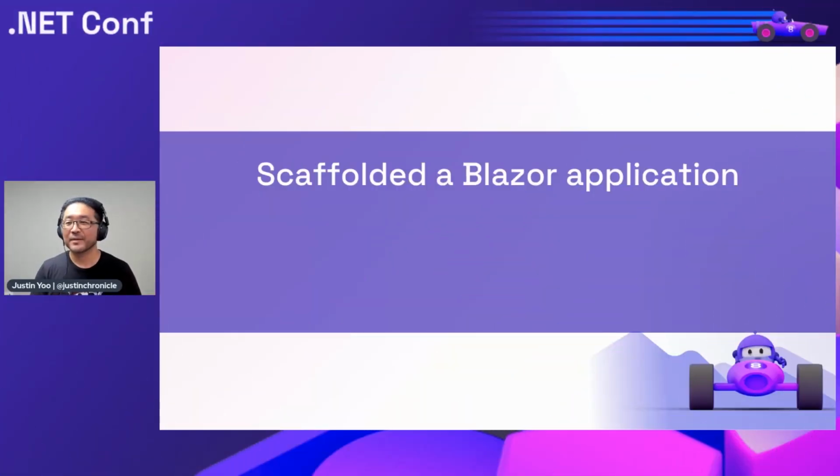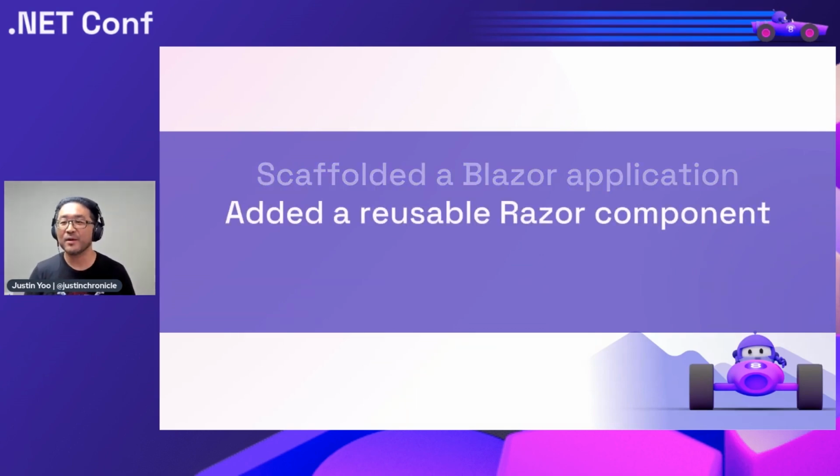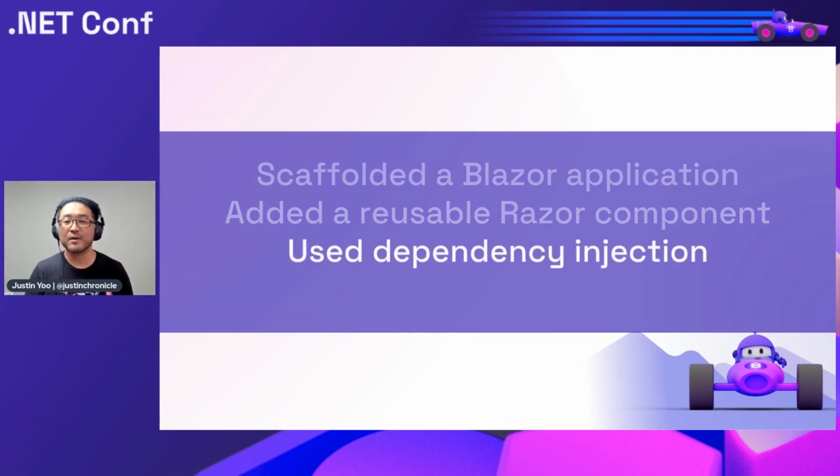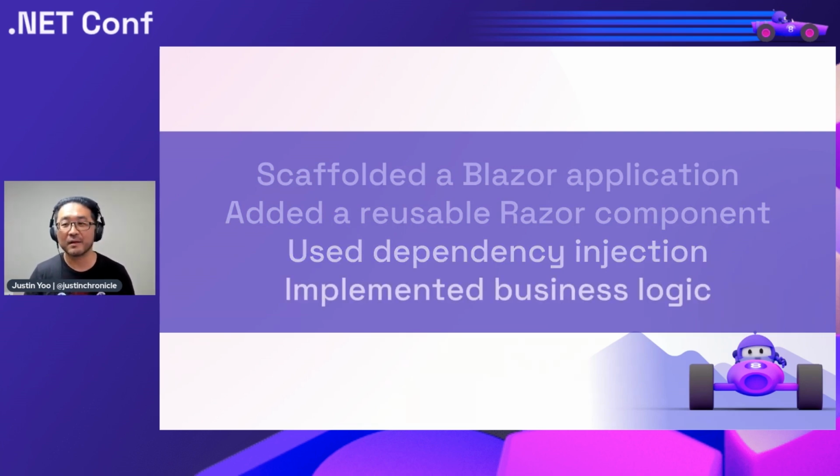This is a quick sum up. We scaffolded a Blazor web application. Then we created a reusable Blazor component. Then we created a few classes and interfaces for dependency injection. And finally, we implemented business logic in there. As you saw, while we were building this application, we used GitHub Copilot quite a lot, and it reduces a huge amount of time for writing code. So you can do it by yourself.